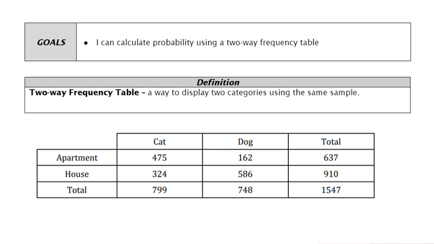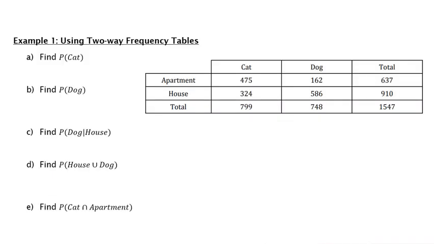from Math 1. So remember, a two-way frequency table is a way that we display two categories using the same sample. So we're going to see in this first example, we're going to be comparing different categories, so cat versus dog, and apartment versus house. If you remember, we also have subtotals and then a final total, which will be the sample size. In this case, it'd be 1,547. So let's start calculating these probabilities out.